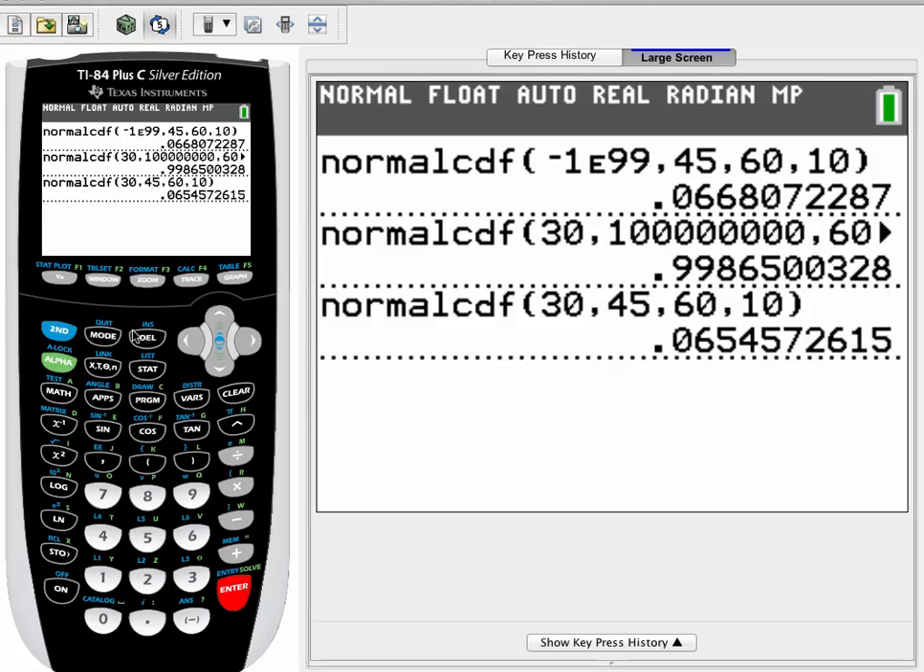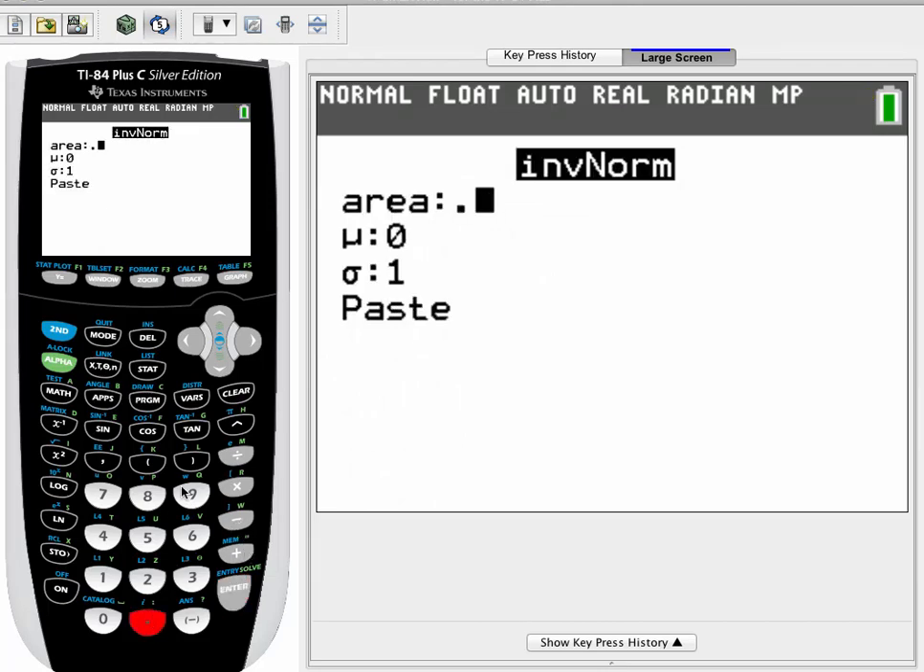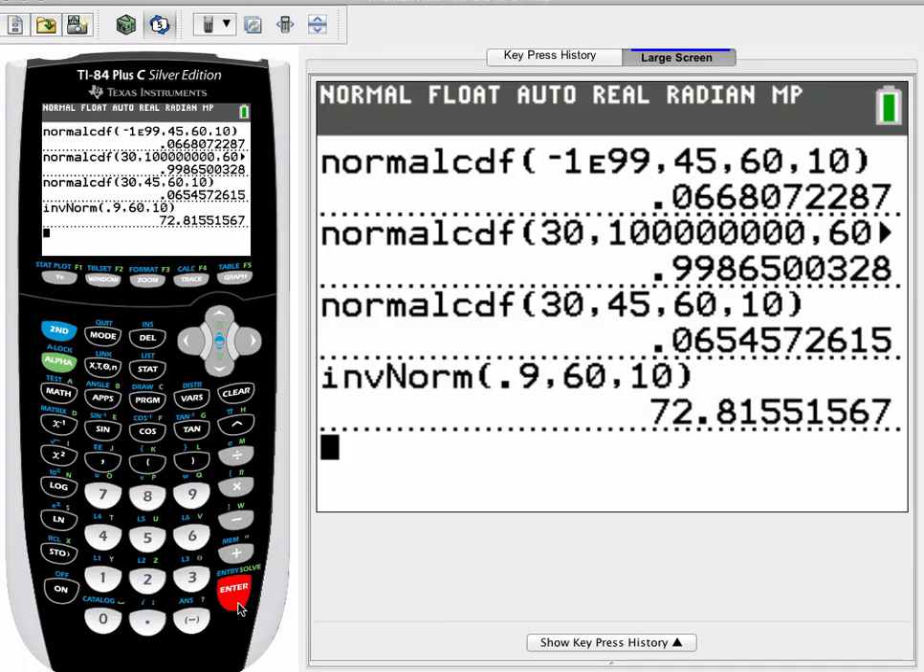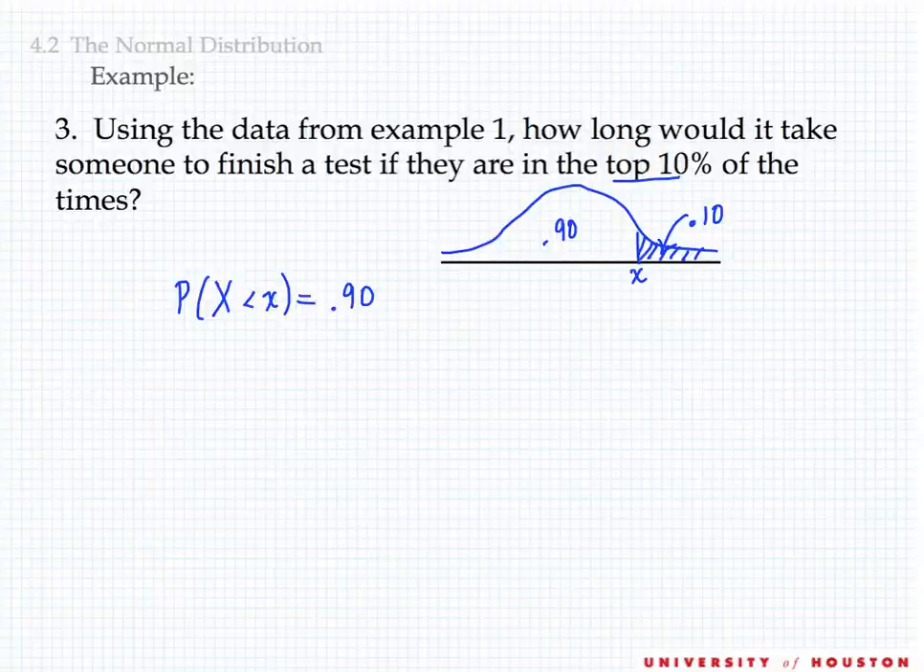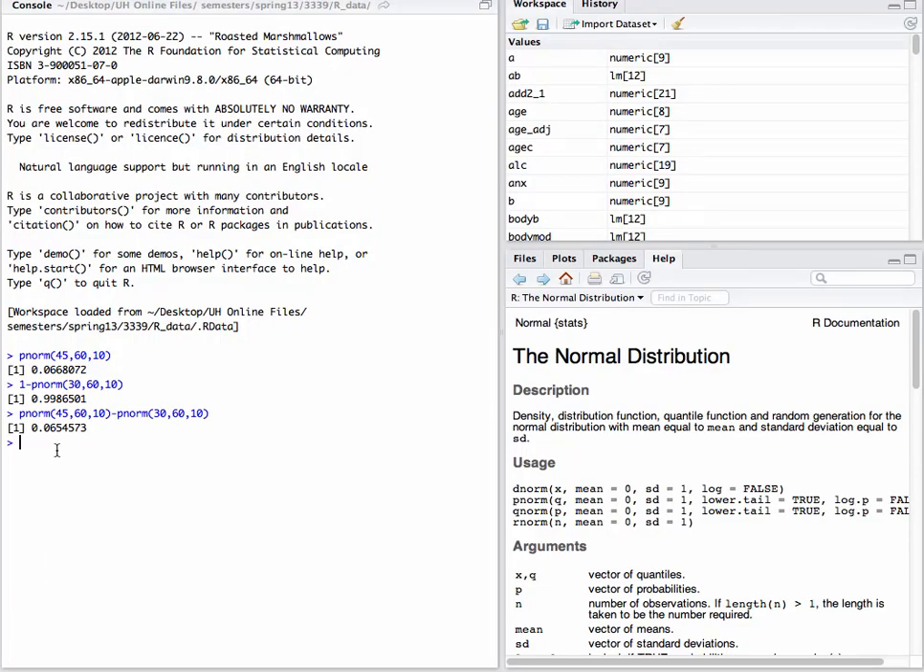So on the calculator, I'm going to go to inverse norm, which is again under our distribution menu. And my area is 90%, my mean is 60, and my standard deviation is 10. 72.82. Using RStudio, I would do qnorm 0.9, then my 60 and my 10.